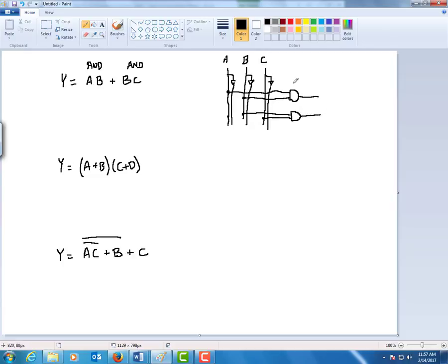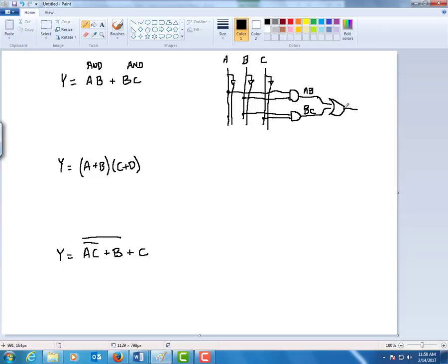Now, if I want to write it out, this one is equal to AB, or A dot B. This one here is equal to BC, isn't it? Now, these are 2 inputs, got it? We have a plus sign here. That means an OR gate, right? So these are both going to be 2 inputs to an OR gate.